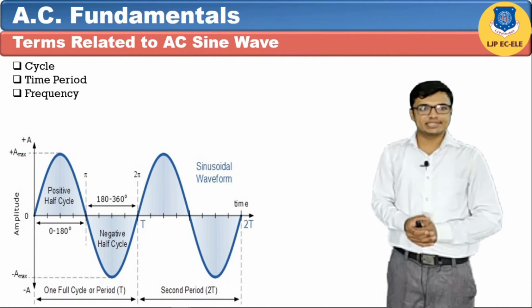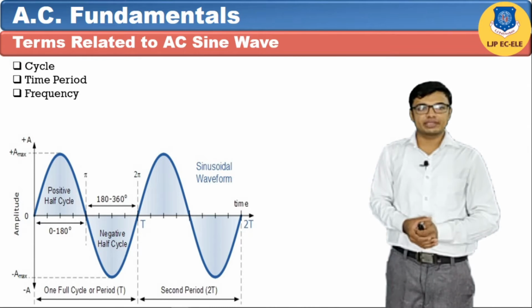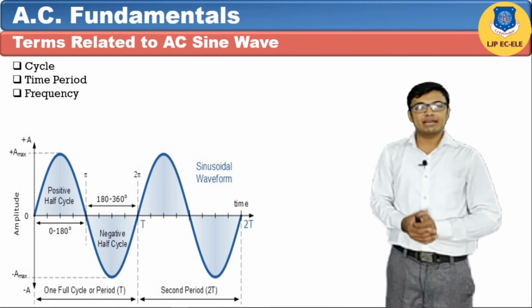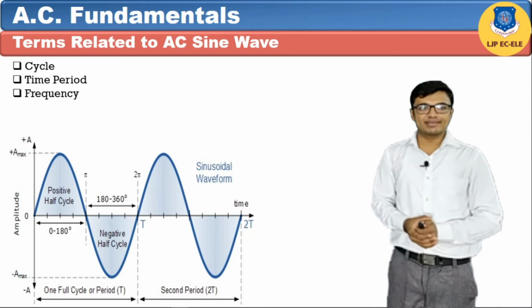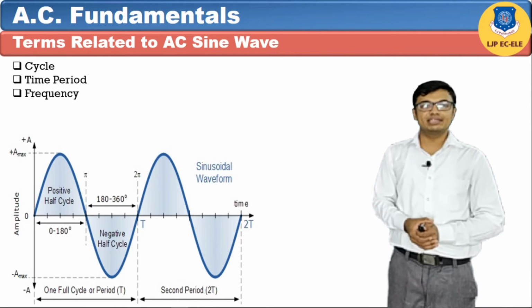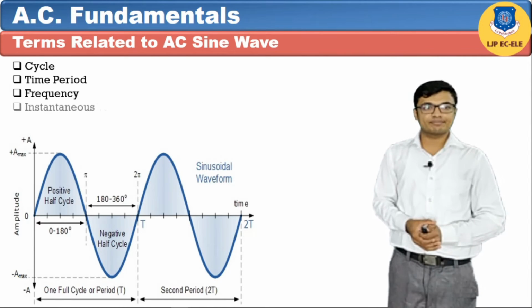Let's see the third definition, which is of frequency. Frequency is expressed as capital F. The unit of frequency is Hertz or cycle per second. The exact definition of frequency is: the number of cycles completed within 1 second is called frequency.